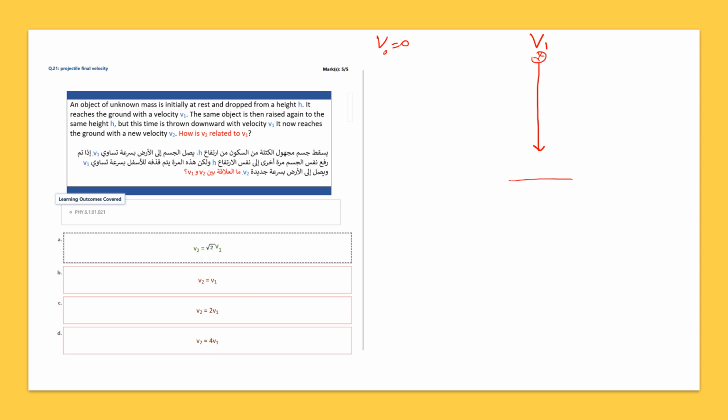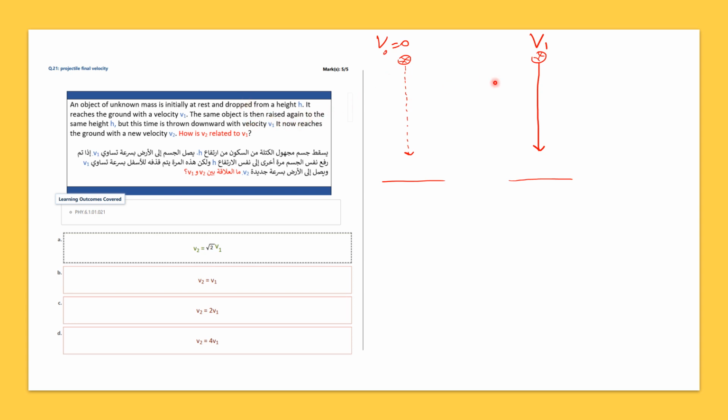Here we are with the last question. An object of an unknown mass is initially at rest and dropped from a height h. It reaches the ground with a velocity of v1. So here in this question, we have two scenarios. First scenario, where the ball is dropped. Drop means there is no initial velocity, v0 equal to 0.